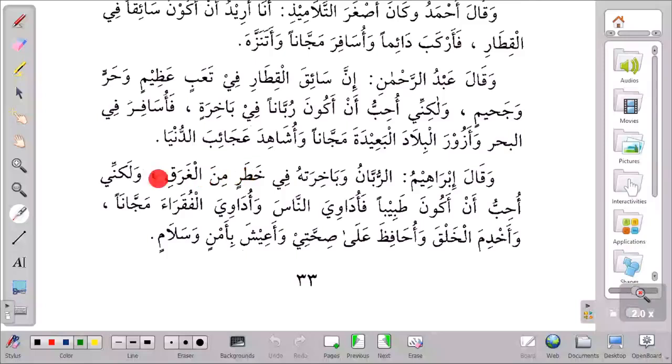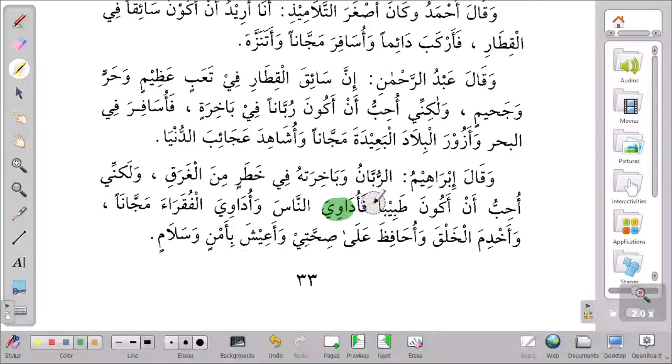So he says that he is easily subjected to drowning. So he says walakinni, but uhibbu an akuna, I would love to be tabiban, a doctor, fa'udawiyan nasa. This particular verb here is dawa. You see it? Dawa means he treated. So that's what we call dawa'un. Dawa'un is treatment, a solution, a medicine, a treatment.